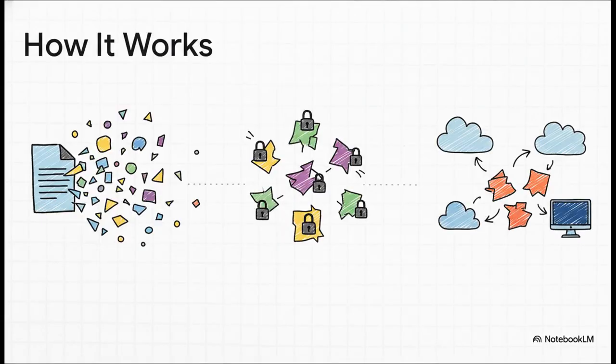So how in the world does this work? It's a really powerful three-step process. First, it takes your file and shatters it into tiny fragments. Then it wraps every single one of those little fragments in military-grade encryption. And finally, it scatters those encrypted pieces across the cloud storage services that you pick. The result? No single company, no single server ever has your complete file.